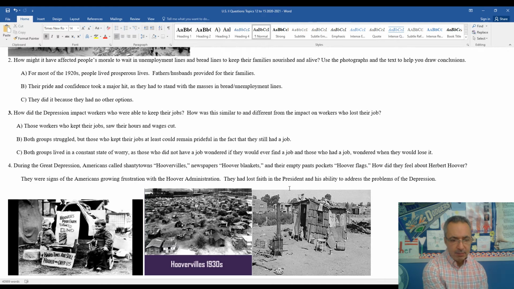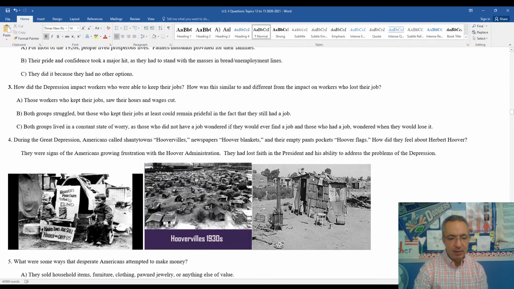Okay, during the Great Depression, Americans called their shanty towns Hoovervilles. The newspapers that they wrapped themselves up with to stay warm were Hoover blankets, and they would wave their empty pockets around as Hoover flags, indicating they had no money. All these were signs of Americans' growing frustration with the Hoover administration. They had lost faith in the president because he had not really taken any positive steps to help them out.